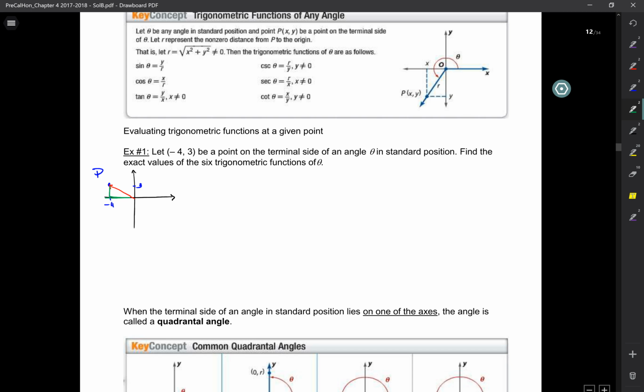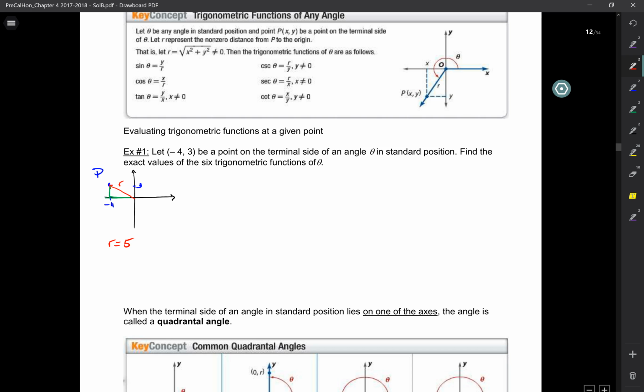How much is the x value? So how much do you have to go in the x to reach that point P? -4 units, so 4 units on the left, and then how much do you have to go vertically? 3. Now, how about that r? How about that missing side r? How much is that? Okay, so r is equal to 5.